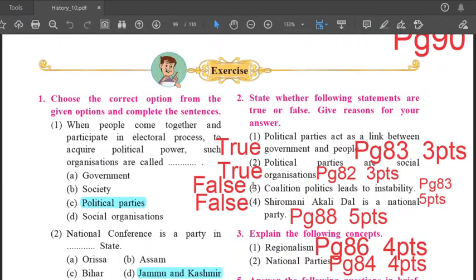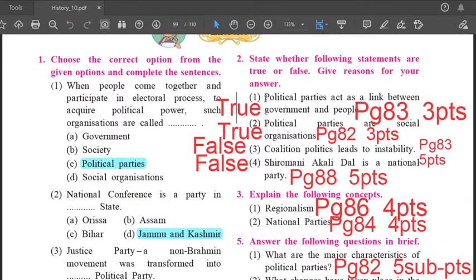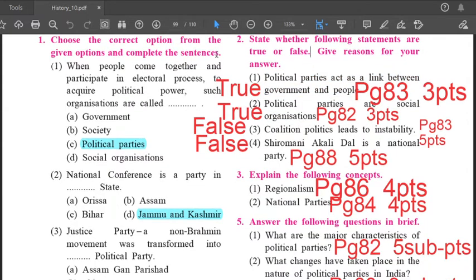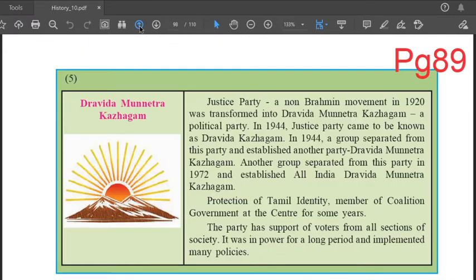Next question, that is question number 2. State whether the following statements are true or false. Give reasons for your answer. The first one, political parties act as a link between government and people. The answer to this statement is true. The reasons are on page 83.